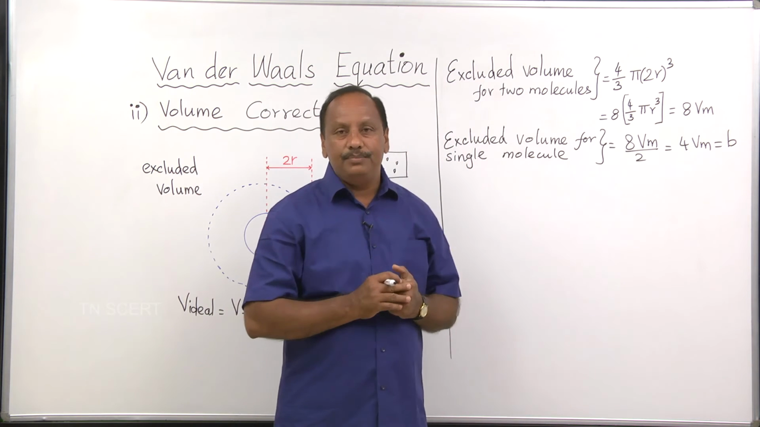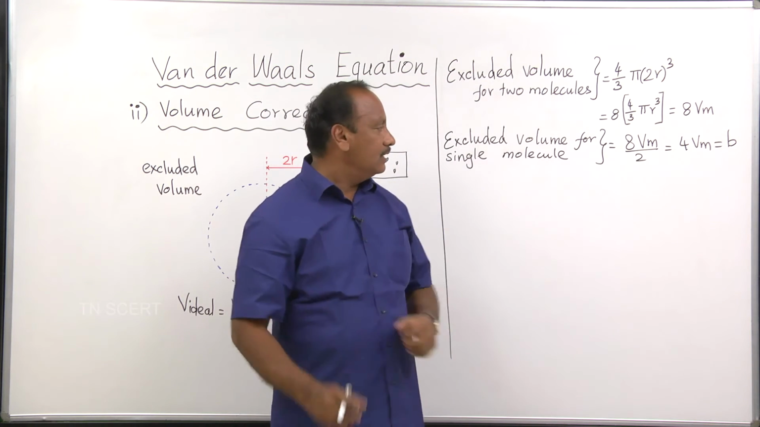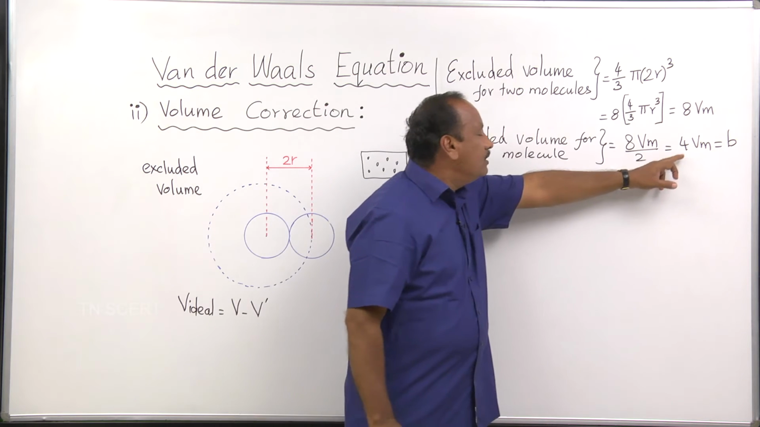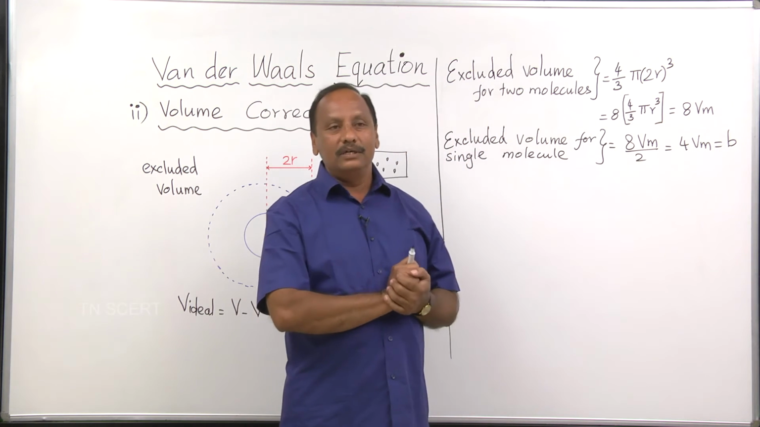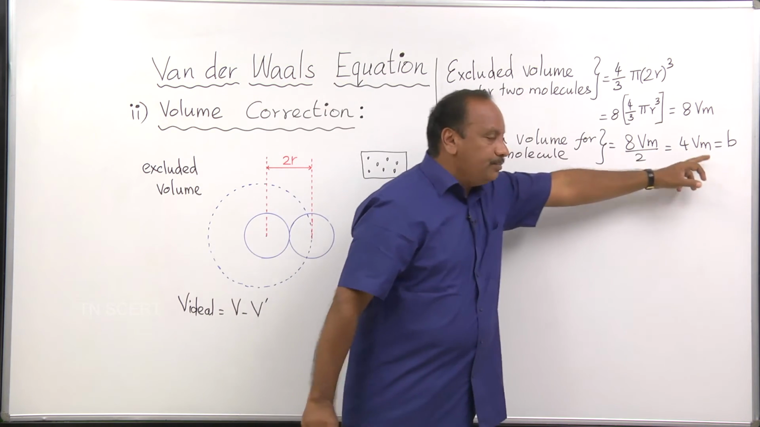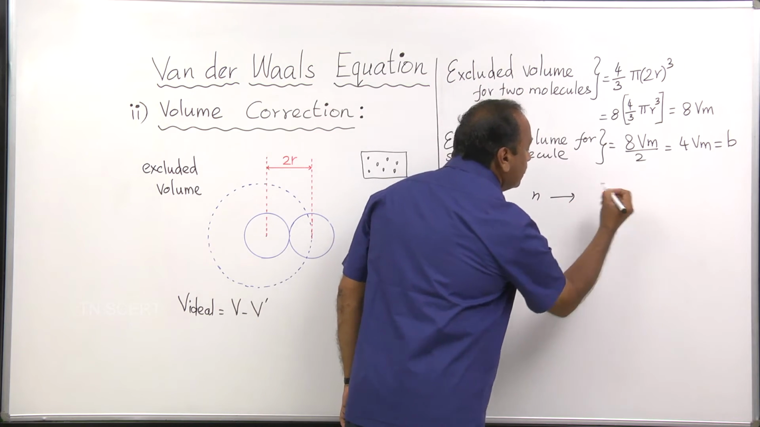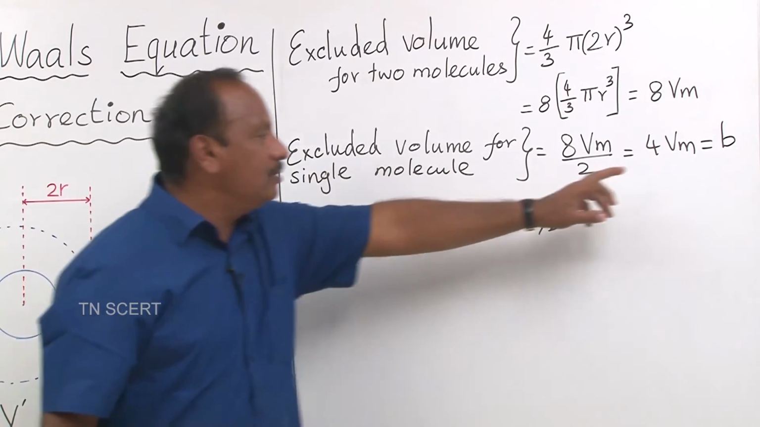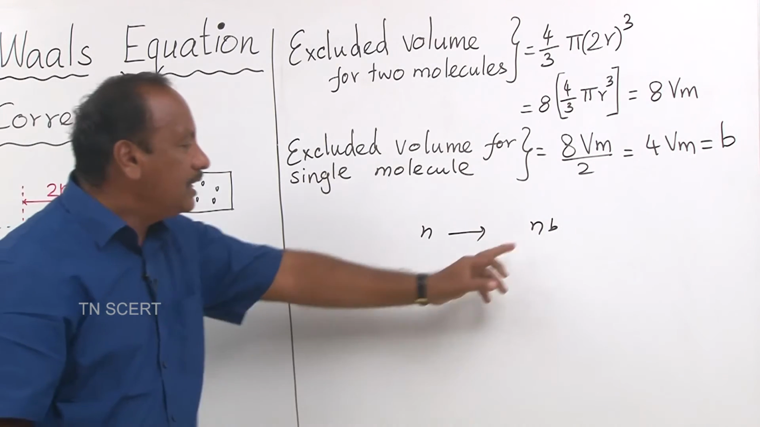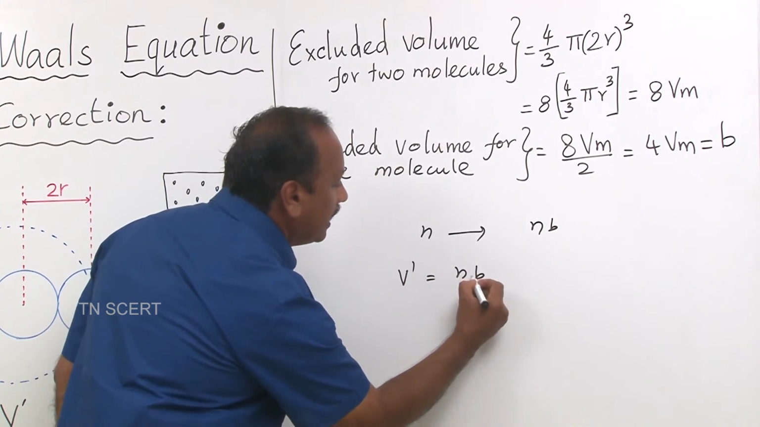It is taken as b. b is a constant and it is known as the Van der Waals constant. The value of Van der Waals constant b is equal to 4 into the volume occupied by a single molecule. For a single molecule, the excluded volume is b. For n molecules, it should be multiplied by n, that is nb. The value of V dash is equal to nb.